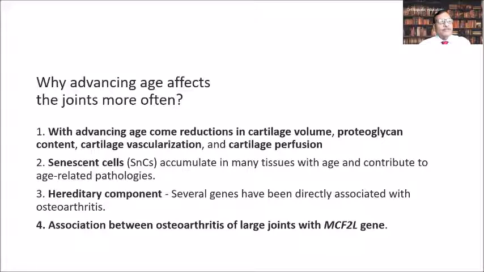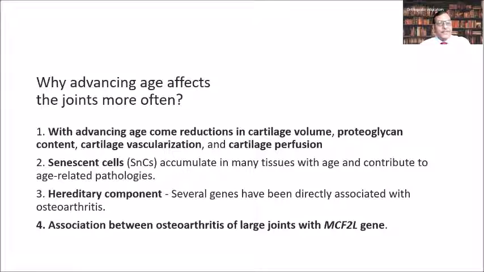Why does advancing age affect the joint more often? There are several causes. With advancing age, the reduction in the cartilage volume happens. Also, there is a reduction in the proteoglycan content, and in cartilage vascularization and cartilage perfusion. Also, it has been seen that senescent cells accumulate in many tissues, and these senescent cells are age-related. They come with the age-related pathologies.